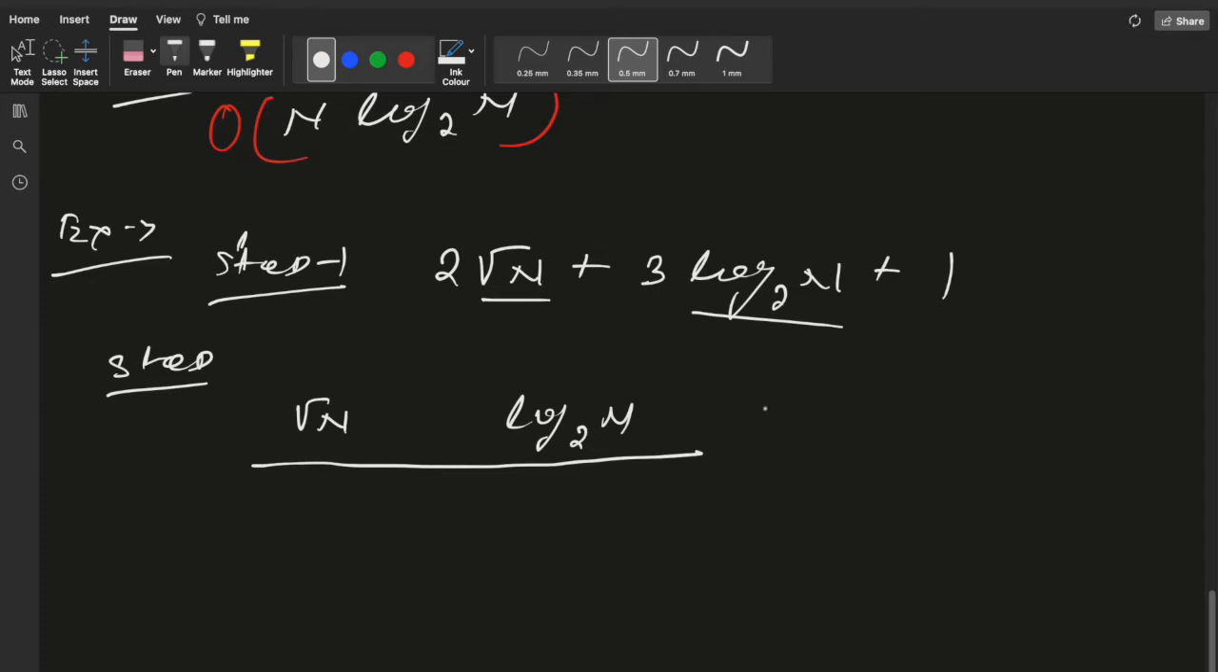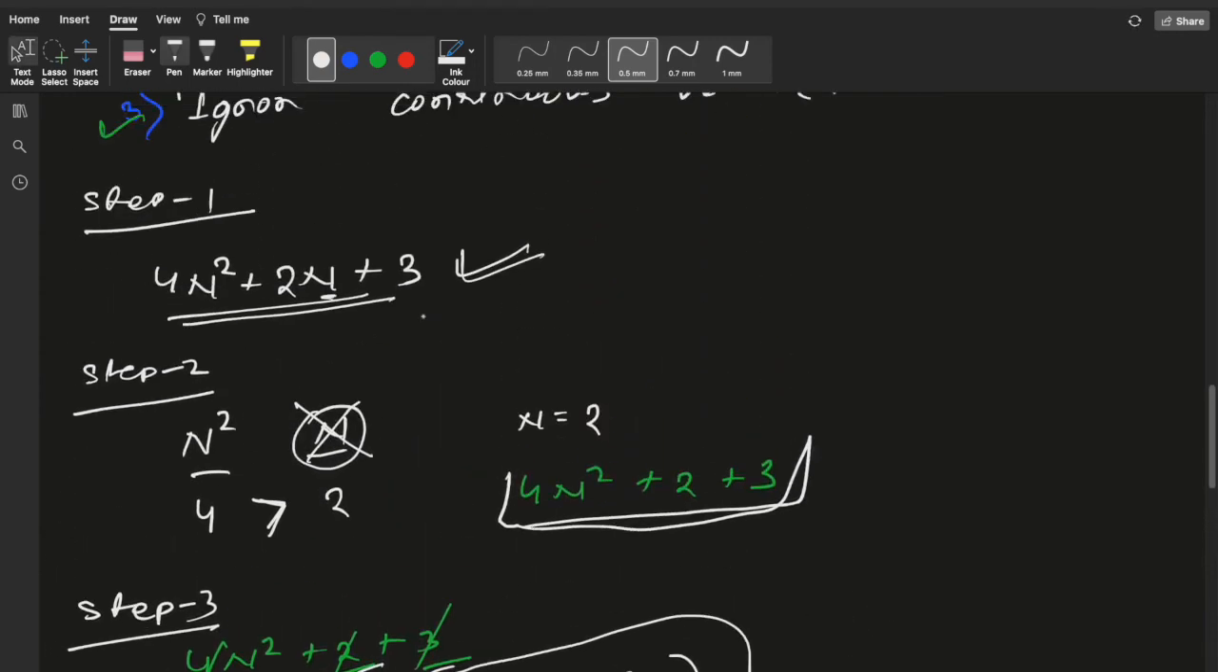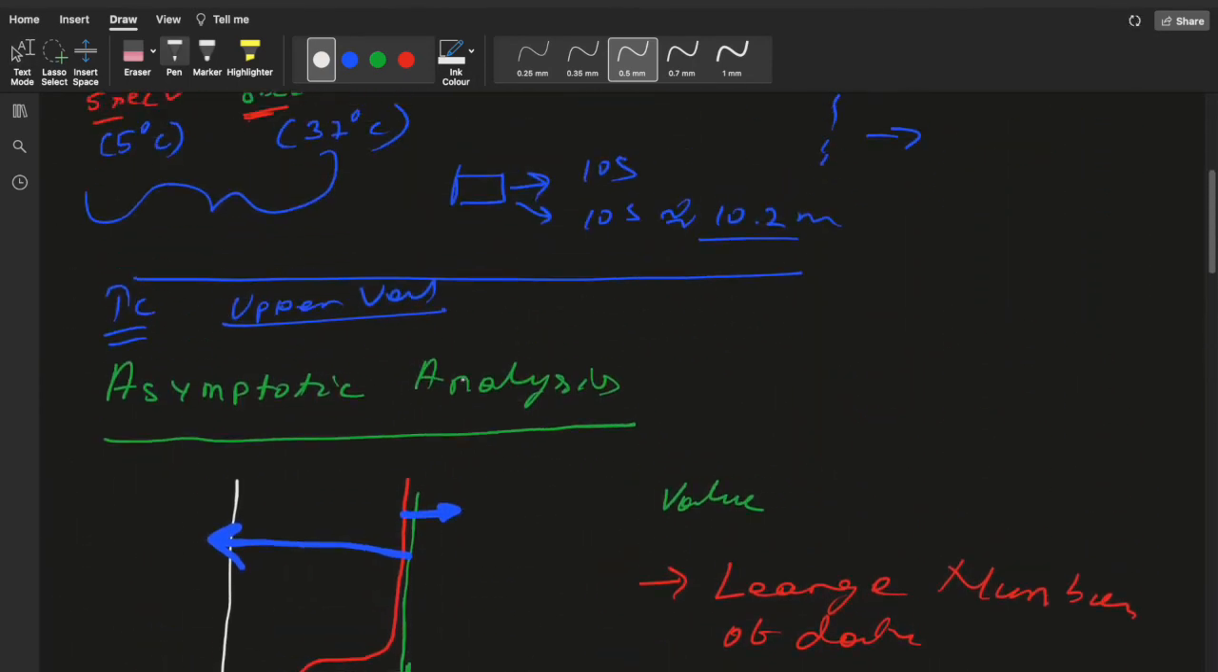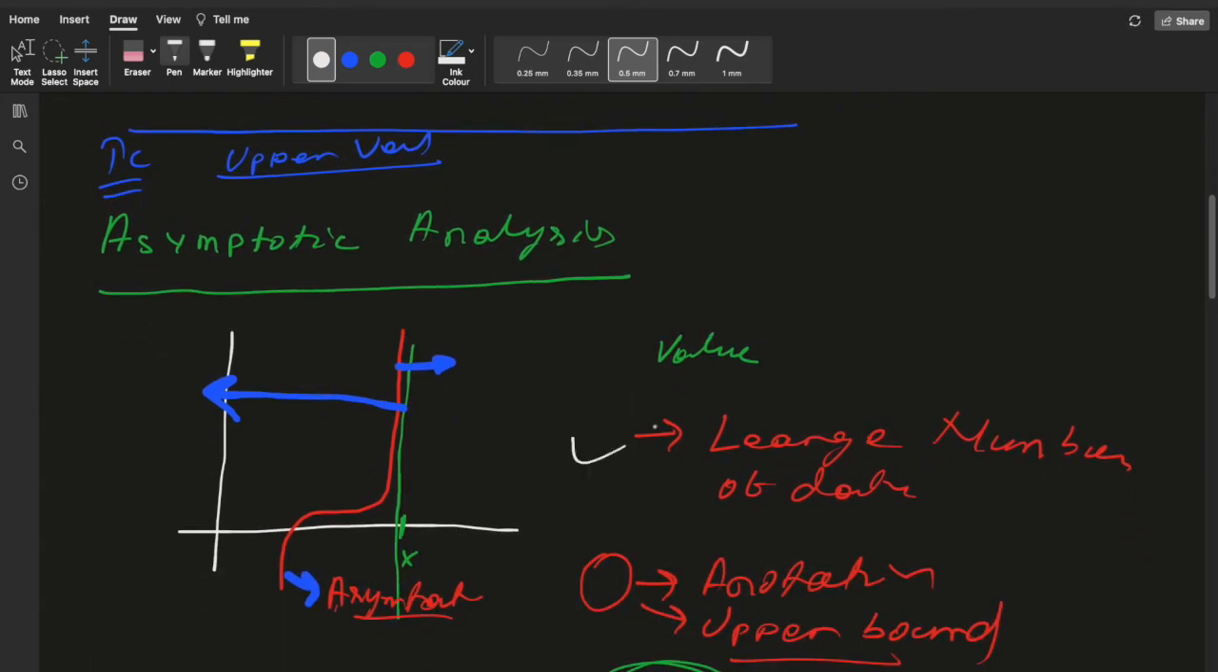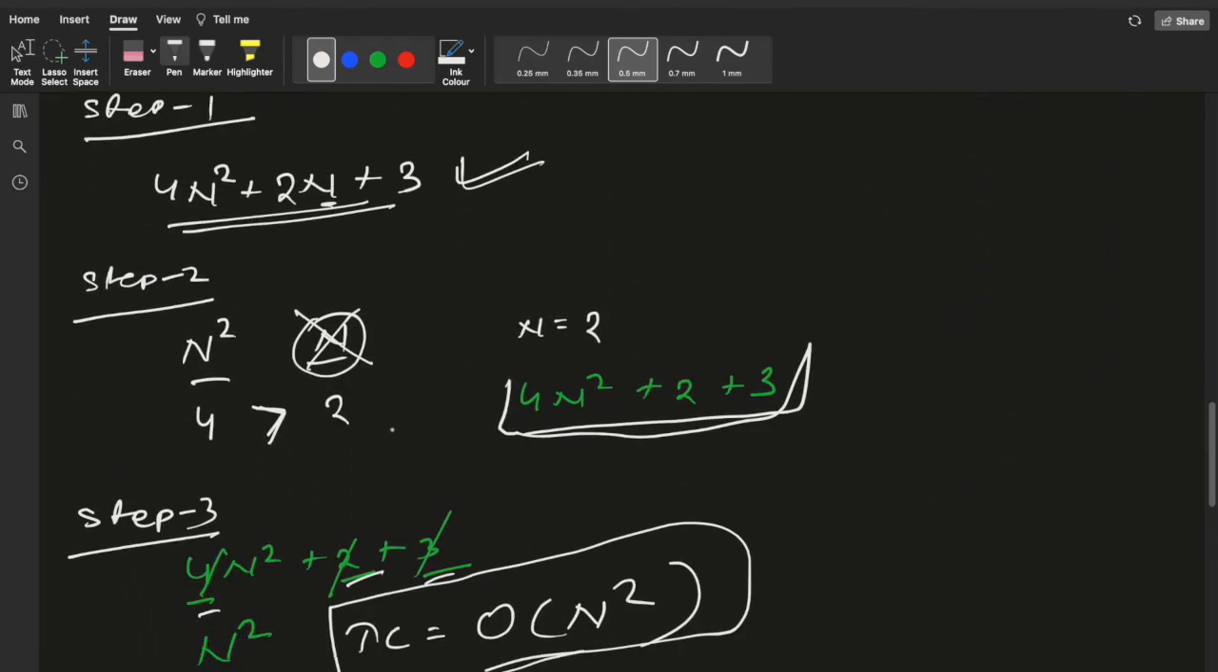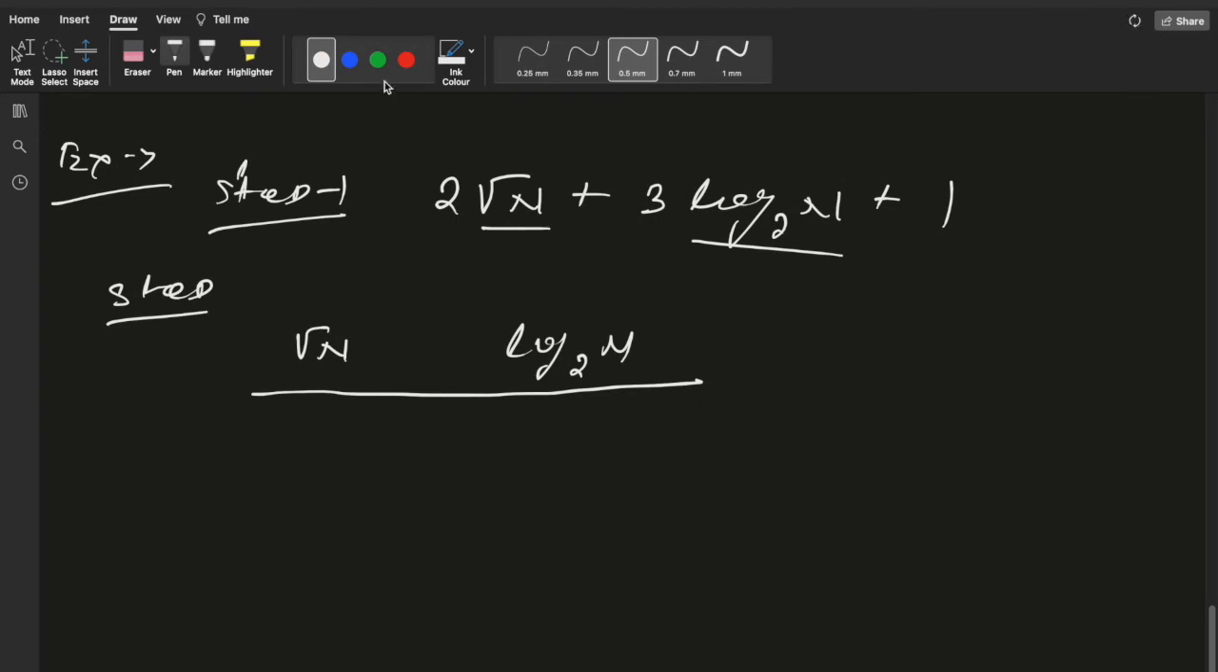So as I told initially, we need to calculate in the asymptotic manner. Asymptotic analysis always takes big numbers, so here also we need to take a big number. Let's say n is 10 to the 9. So square root of n means 10 to the power 4.5, right? And log n will be approximately 30. Let's say n is now 10 to the 5. Square root of n will be like 10 to the 2.5, and log n is approximately 70.